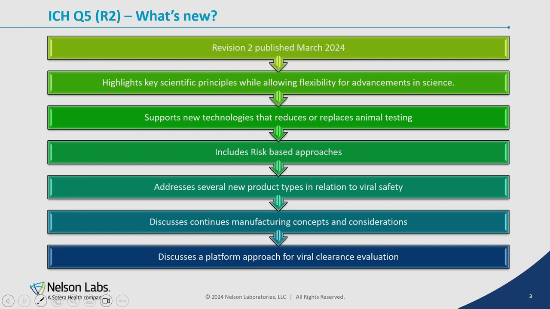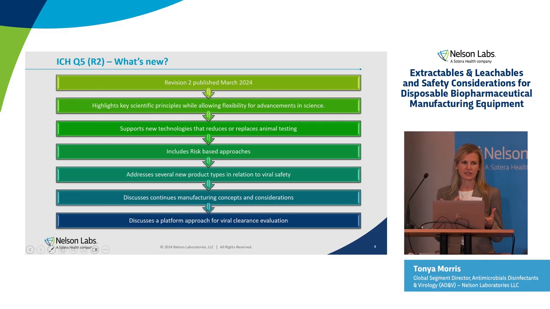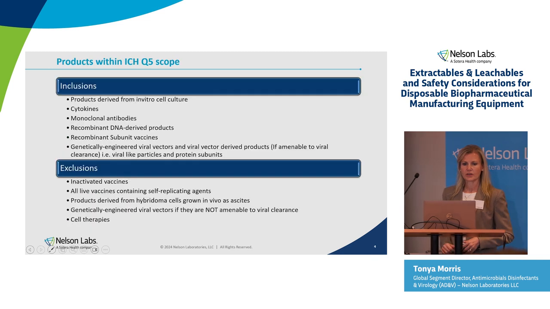And then it addresses some new product types, which we'll get into in a little bit more detail, what's in scope and what's out of scope of the document, and then continuous manufacturing concepts, which I actually will not get into too much just because it's outside of the scope of what I do. I don't want to talk about something that I don't know very well. It also discusses a platform approach for viral clearance evaluation, which is interesting. It's using some of that tribal knowledge that we've gained over the years.